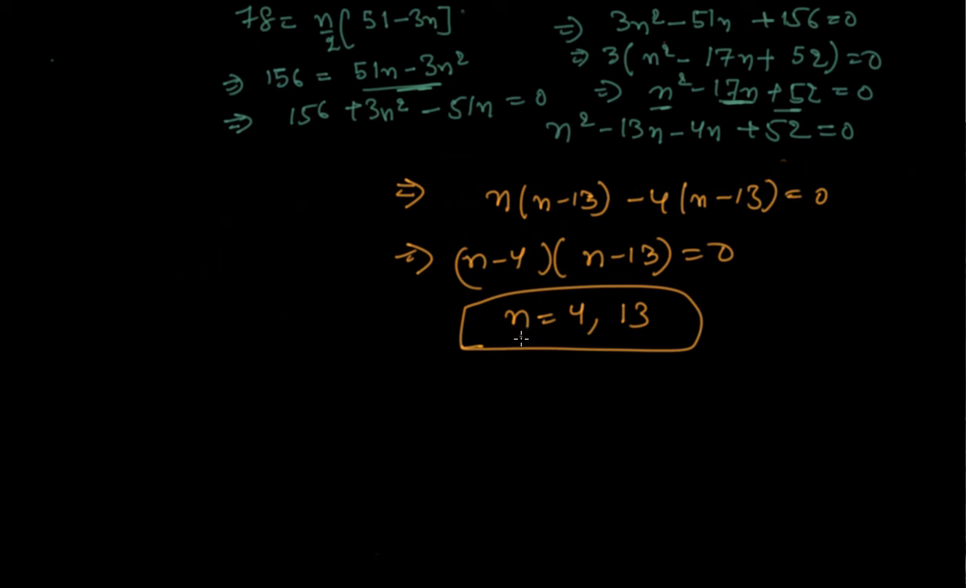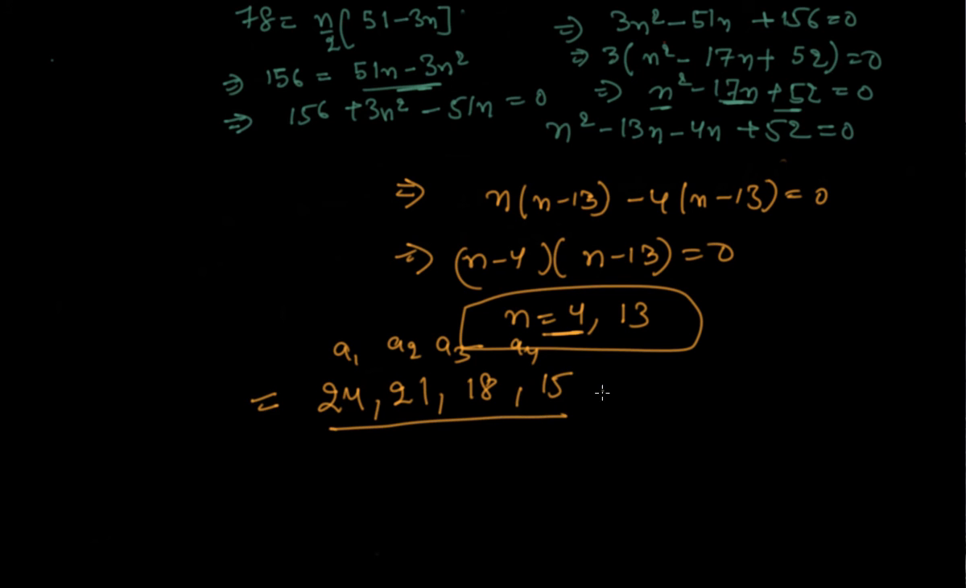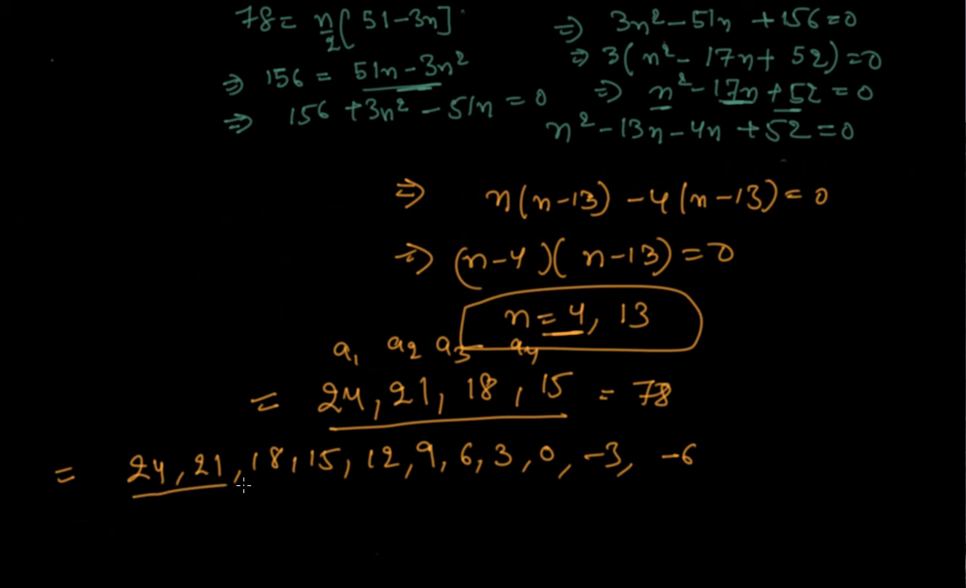So we are getting two answers here. What was the AP we were given? 24, 21, 18. If I put the value of n, here it is a1, a2, a3, so a4 will be 15. You can check that the sum of all these terms makes 78. And if you write more terms like 24, 21, 18, 15, 12, 9, 6, 3, 0, minus 3, minus 6, up to 13 terms, the last term is minus 12. This will also make the sum 78. You can cross verify it.